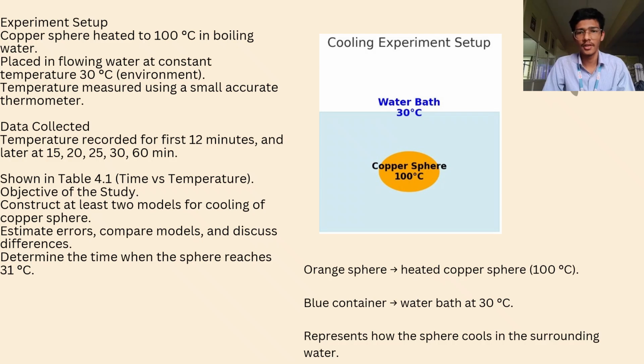Here is a photograph of the cooling experimental setup. The orange sphere is the heated copper sphere, heated up to 100 degrees Celsius. The blue container is water, the bath, at 30 degrees Celsius.